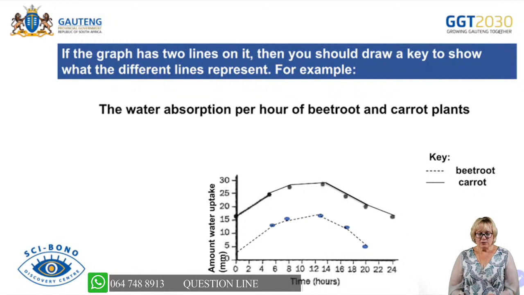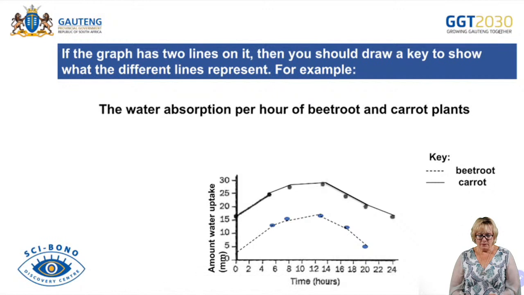If the graph has two lines on it, then you should draw a key to show what the different lines represent. For example, the water absorption per hour of beetroot and carrot plants. Alright, because it's two different sets of data. The one set is for the beetroot and the other set is for the carrot, which means if you have two solid lines, how must the examiner know, or the marker rather, which one is which? So you must have a little key here on the side indicating to us. The dotted line is that for the beetroot and the solid line is that of the carrot.